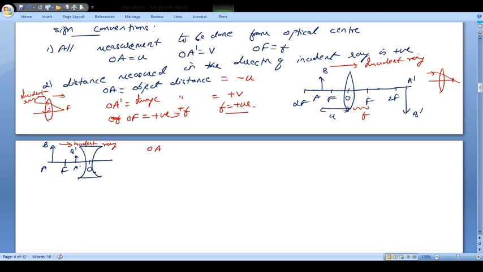Now OA is going to be minus u because it is negative. OA dash will be minus v, and here OF will be minus f, because in case of concave lens, how did you define focus? The rays came up like this, it got deviated, and this is taken on the back side, so it is opposite to the incident ray, and therefore it is negative.